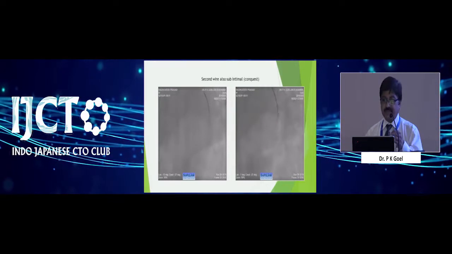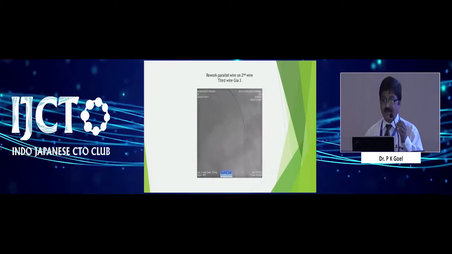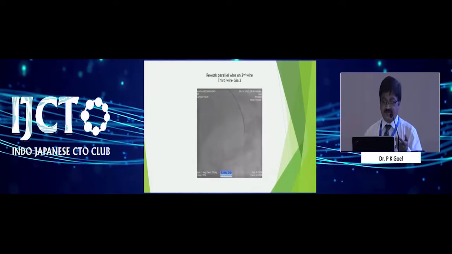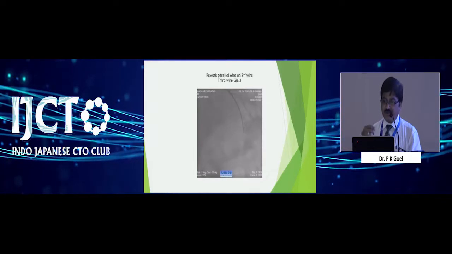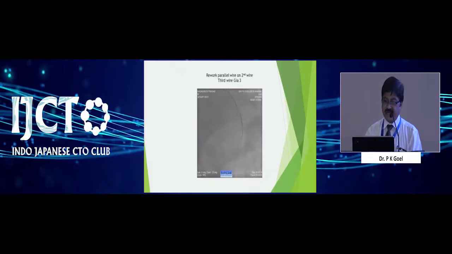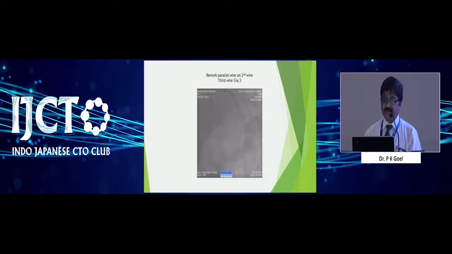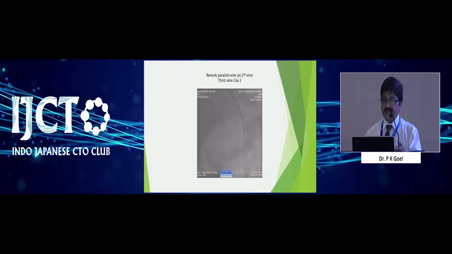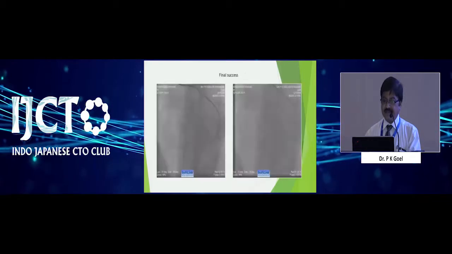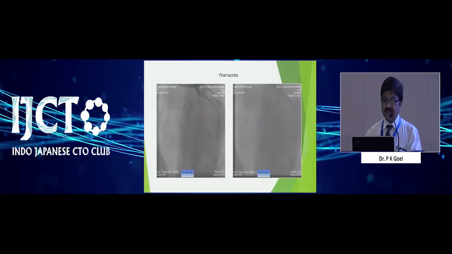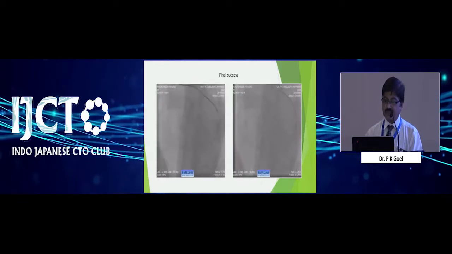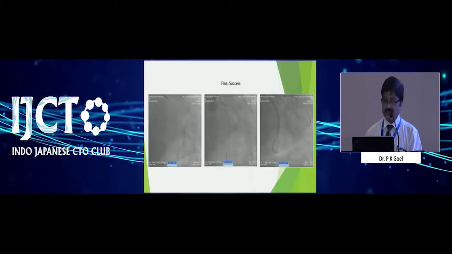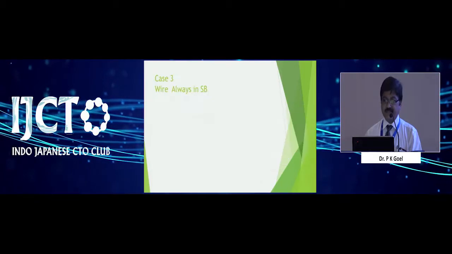So we work for a third wire in which we have removed the first wire. The second wire is made the first for the second parallel, and then with this, finally, this is crossing. This is the live fluoro for that. And you can get a final success.